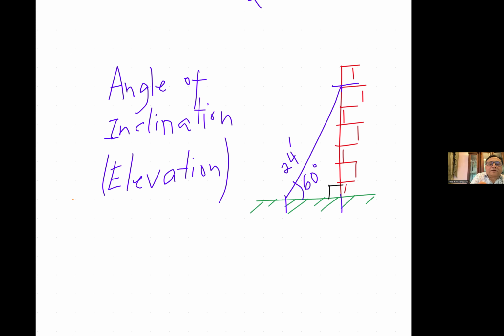I know if 2A is equal to 24, A must be equal to 12. And since the height is A root 3, that means the answer to this question is 12 root 3. That's the beauty of the special triangle.